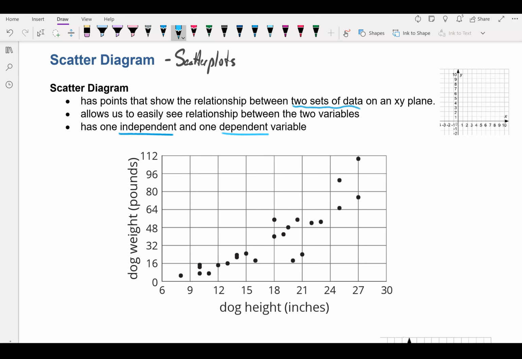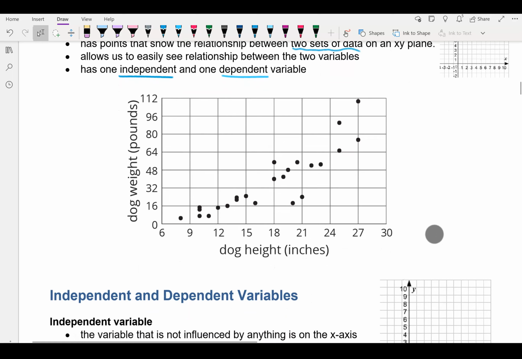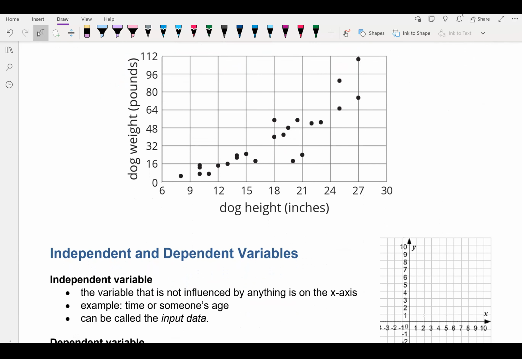In this case, dog weight and dog height, there's no clear independent or dependent variable. But you can see that there's definitely a relationship here. You could probably draw a line through it. So there's probably a correlation between dog height and dog weight. Probably. We can say probably there is a correlation there.